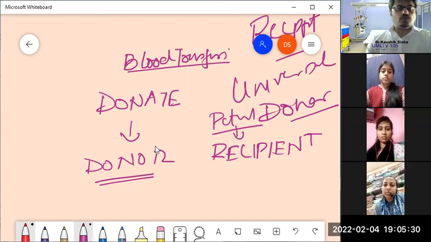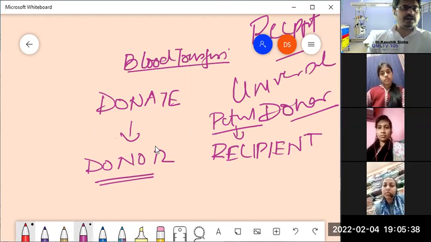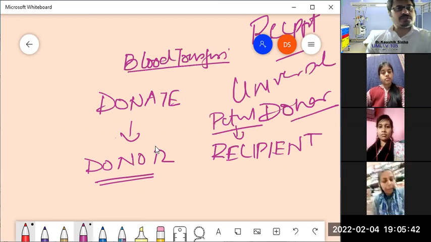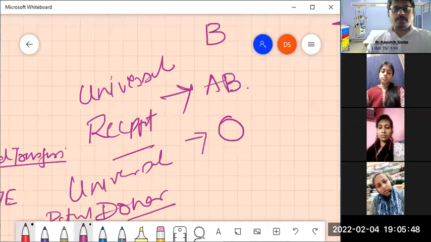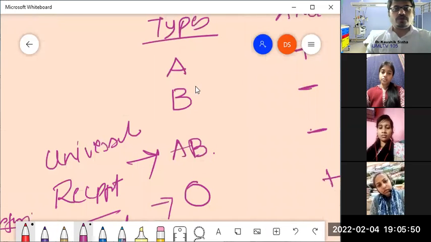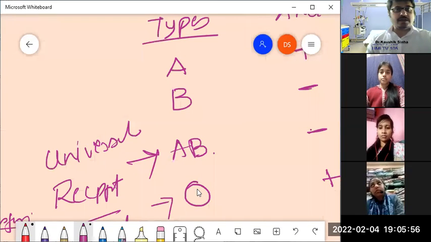Now, whether the person is donating or a patient is receiving, the person would be having blood. There is no person without blood. So since the person would be having blood, the person definitely would be having only one particular type of blood out of these 4 different types.